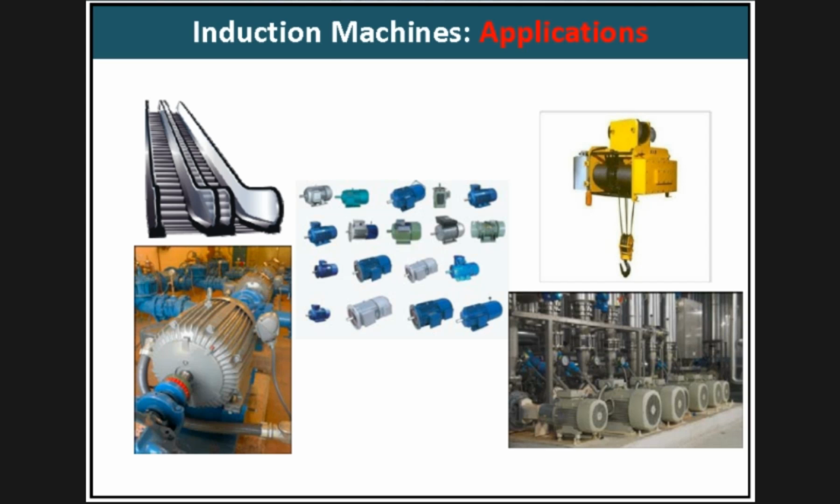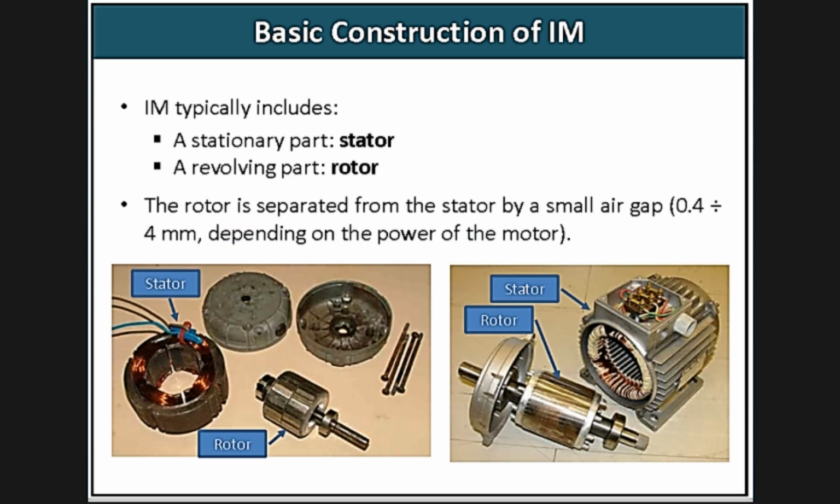Similar to the DC machines, in AC machines we have two parts mainly. The stationary part is called the stator, the revolving part is called the rotor. The rotor is separated from the stator by a small air gap, maybe 0.4 millimeter to 4 millimeter. The gap changes according to the power of the motor. For high power motors, the gap might be larger.